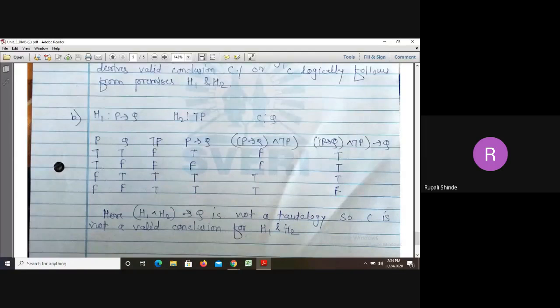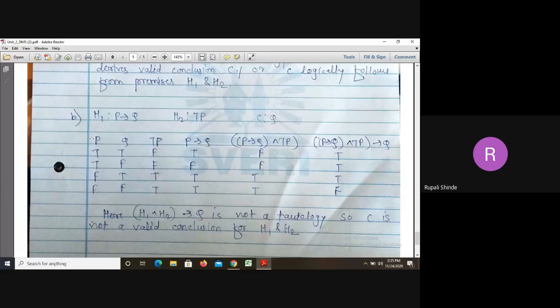So again, same, we have to form a truth table. So two variables are there, P and Q. Then negation P we have to take because H2 is negation P. H1 is P conditional Q. Now in the next column we have to take conjunction operation between H1 and H2, that is P conditional Q and negation P. And then finally we have to check whether conclusion Q is a valid conclusion for given premises, and that will be conditional operation between the second last column and Q, that is P conditional Q and negation P conditional Q. And if this is a tautology, then only we can say that Q is a valid conclusion.